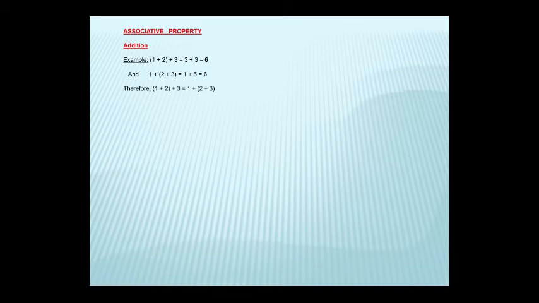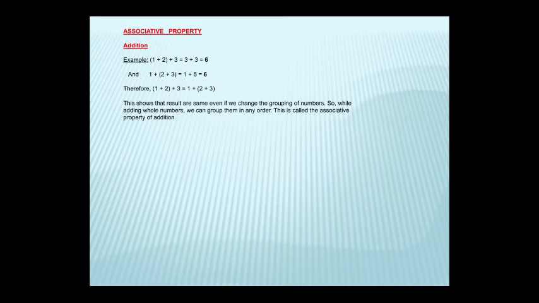So that is what the associative property says. See, first you used a bracket on the first two numbers. If you simplify that, you will get the same answer. Then if you use a bracket on the last two numbers and simplify, you will also get the same answer. So (1 plus 2) plus 3 equals 1 plus (2 plus 3). This shows that results are the same even if we change the grouping of numbers. The answer will be the same. So while adding whole numbers, we can group them in any order. Any order you can group and add the numbers.